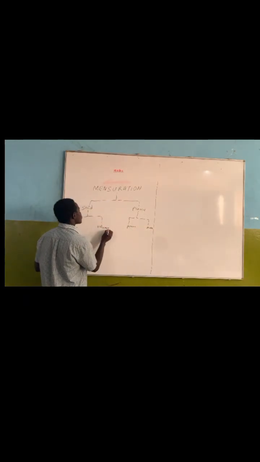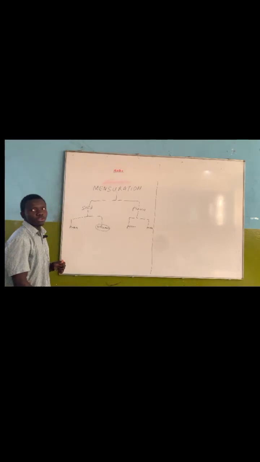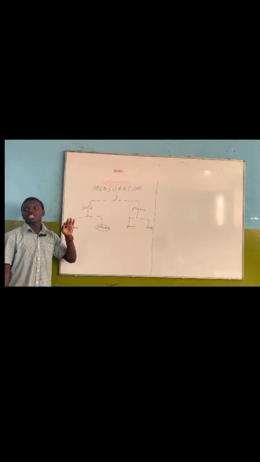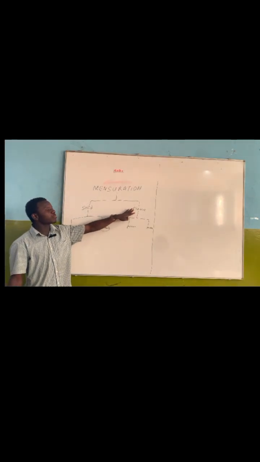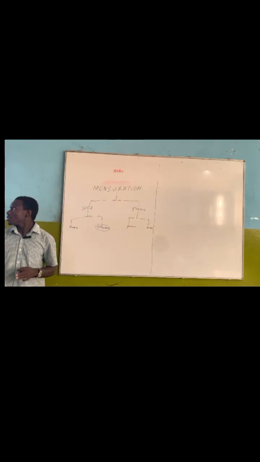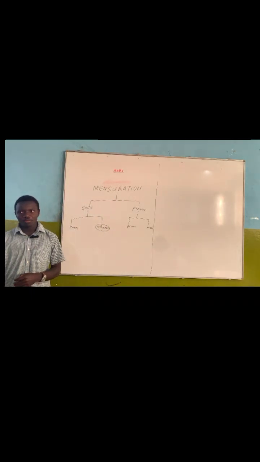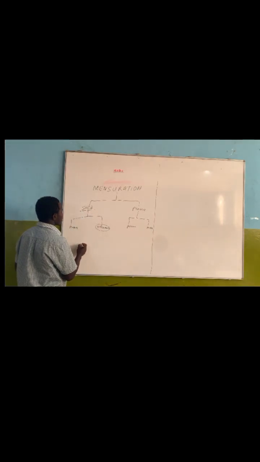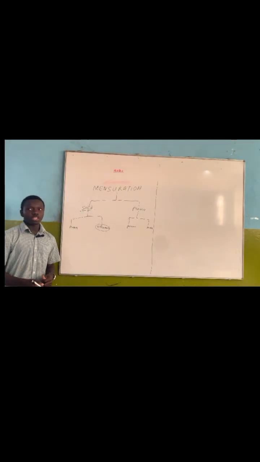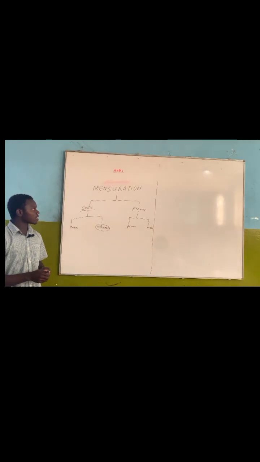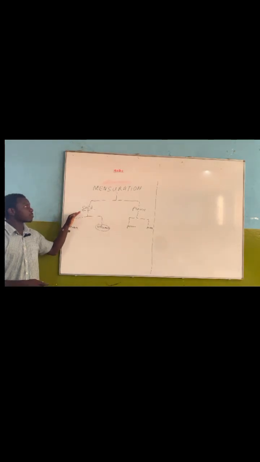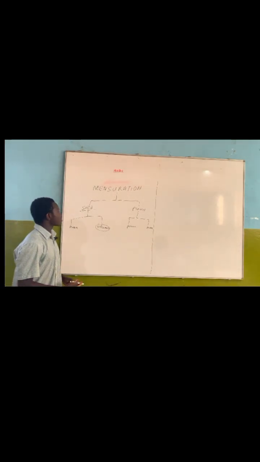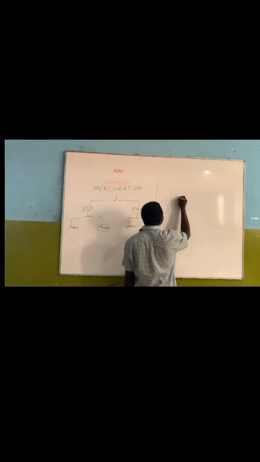In most cases, solid mensuration has a volume because solid is about three-dimensional objects, while plane mensuration involves mainly two-dimensional objects. I hope it's clear, right? For solid mensuration, there are a lot of shapes we are going to look at, but for today's class we are going to be looking at the cylinder. Then the next class we'll look at the cone, until we finish everything about solid mensuration. So let's start with the cylinder.